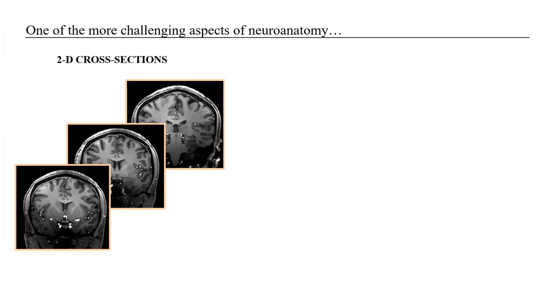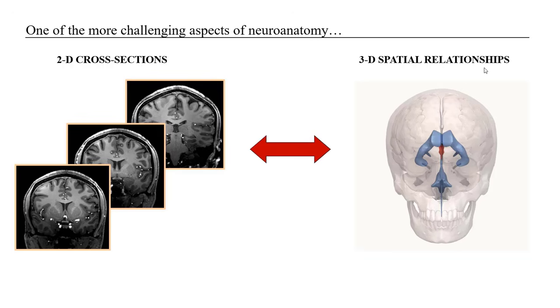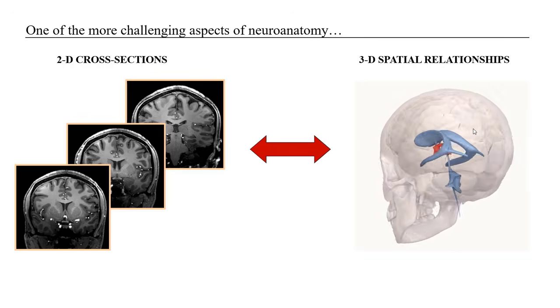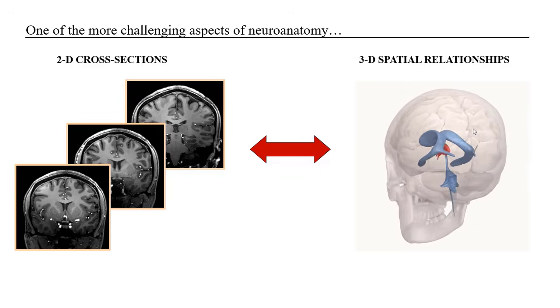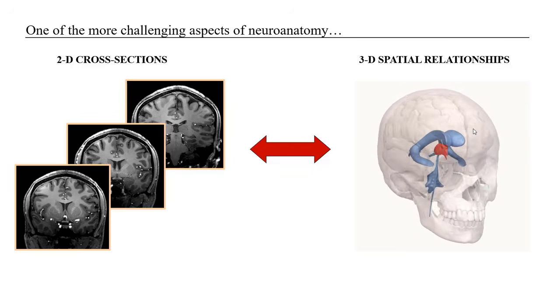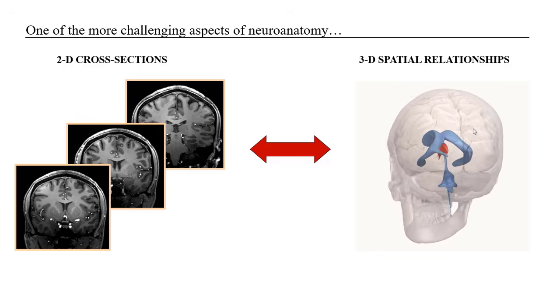So one of the more challenging aspects of neuroanatomy is that it's taught in two-dimensional cross-sections, and clinically the brain is viewed in two-dimensional cross-sections. In fact, the only way you have to look inside your patient's brain while they are alive is through 2D cross-sections, either CT scan or MRI. So you're viewing the brain in 2D cross-sections, but you have to do the mental gymnastics to manipulate those cross-sections and view them in 3D, and to understand the 3D spatial relationships between the various structures.